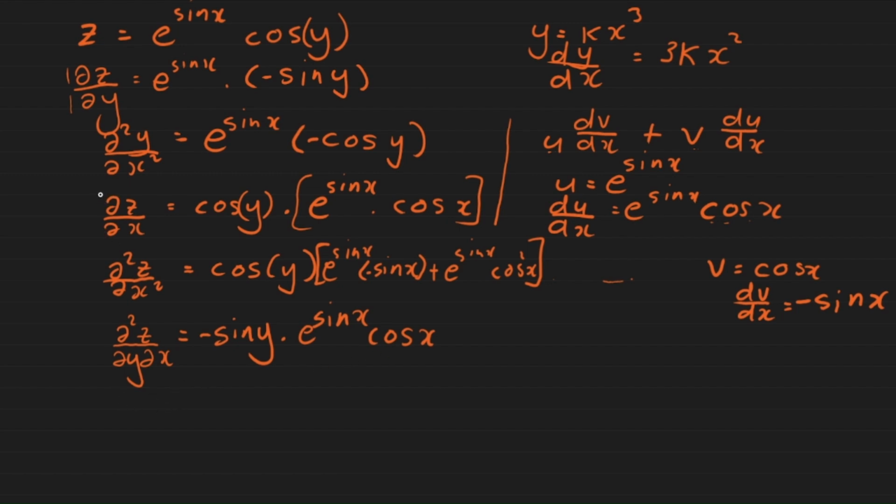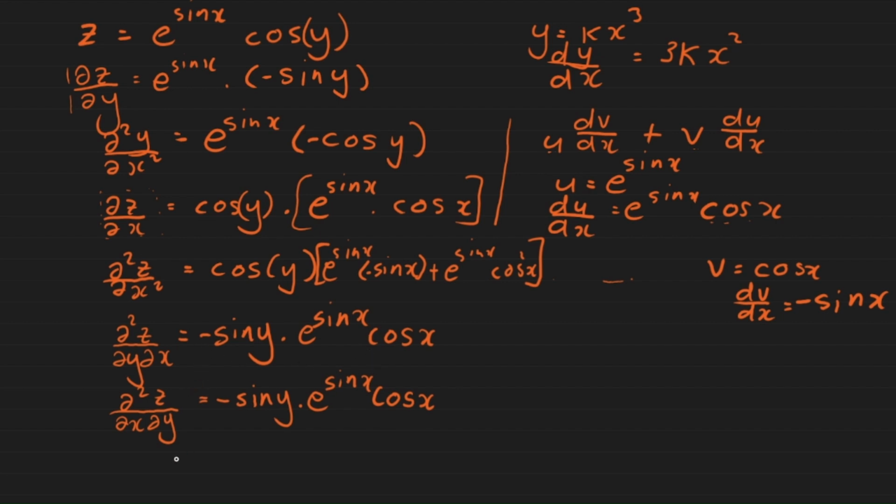Then finding the derivative of dz dx, now with respect to y, it will be d squared z divided by dy dx, taken with respect to y. So this is going to be the derivative of cos y with this kept constant. So the derivative of cos is minus sine, so we're left with minus sine y, and this is multiplied by the constant part, which is e to the power sine x times cos x. And we see that these two are equal.